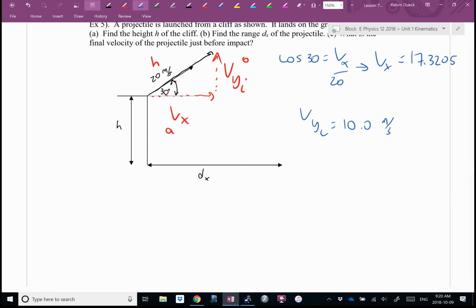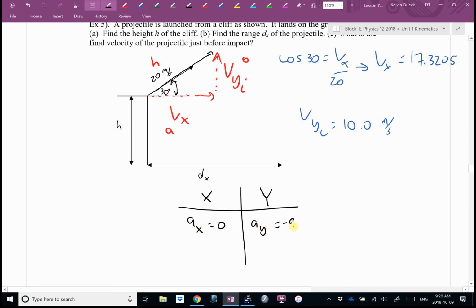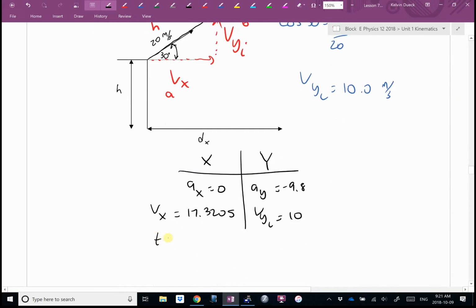Martin, what does part A want me to find? You know what? I'm going to do a T-chart before I even dive on in. So here we go. Horizontal, vertical. AX equals 0, AY equals negative 9.8, and now I can put Vx equals 17.3205, Vy initial equals 10. Uh-oh. I only know two things. Oh, wait. Why is this question easy? What did they give me? And what's so nice about time? Which column does it go under? Both. And so instantly I have 5.2. I have three things in each column.